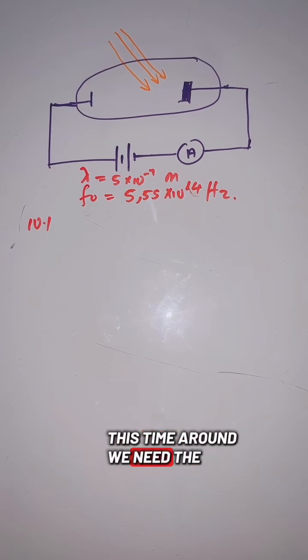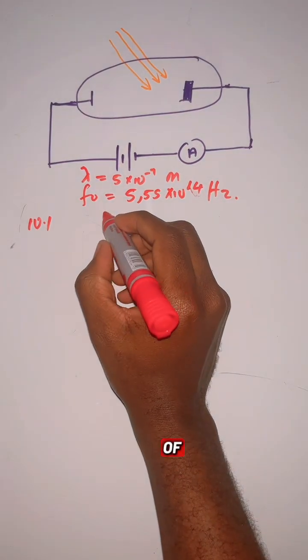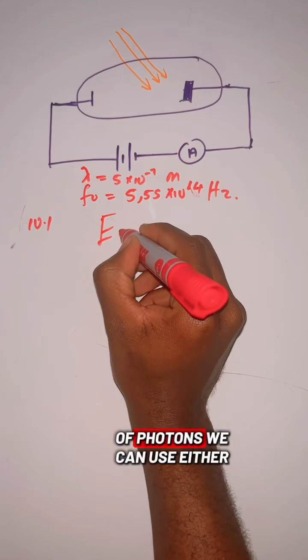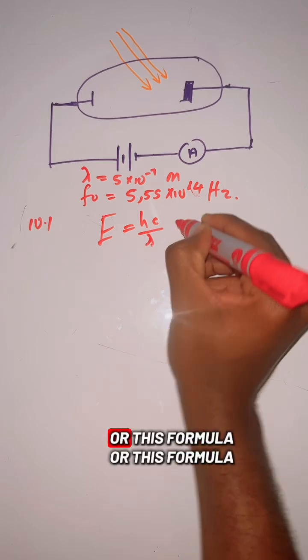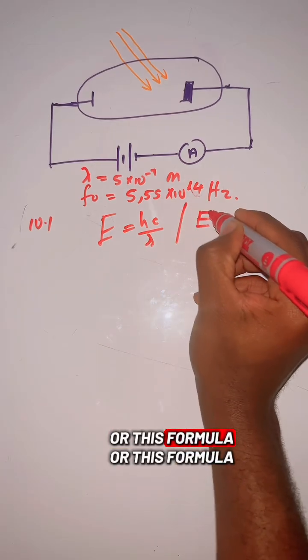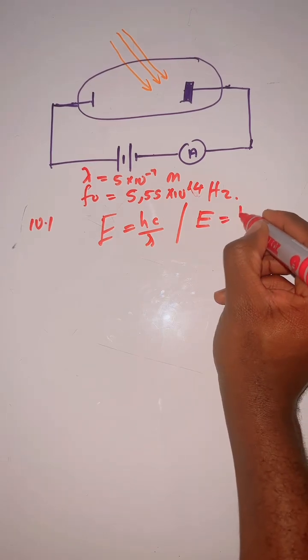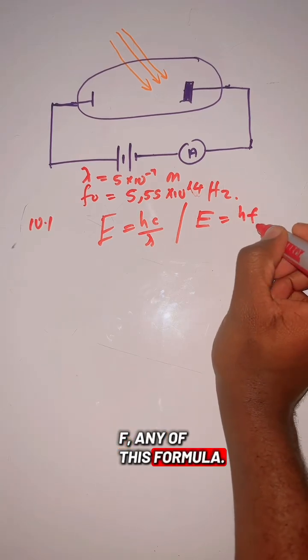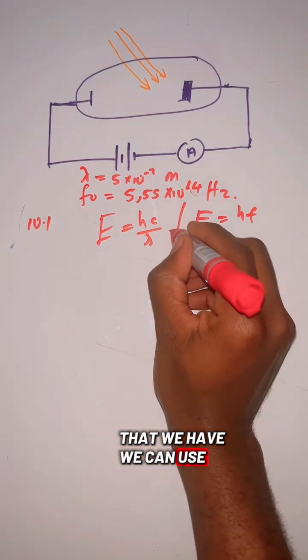This time around we need the energy of the photons, and we said that for the energy of photons, we can use either this formula or this formula, E equals hf, any of these formulas. But according to the information that we have, we can use the first one.